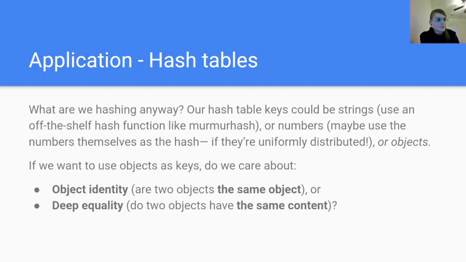Or we can use objects as our keys, right? This is something that you can do in JavaScript maps. You can't do it in JavaScript objects. So you can't have an object with an object key. Objects have to have string keys, right? But you can do that with the map class. You can just put in an object as your key.